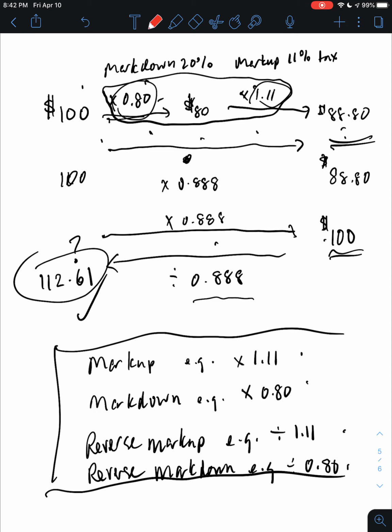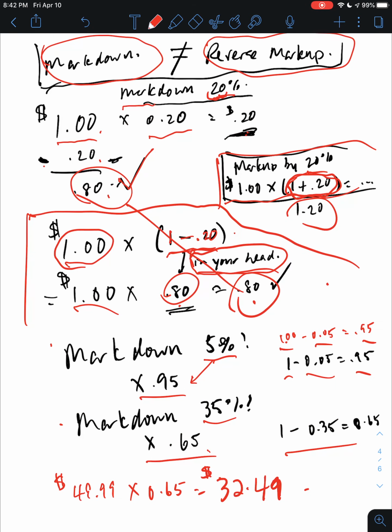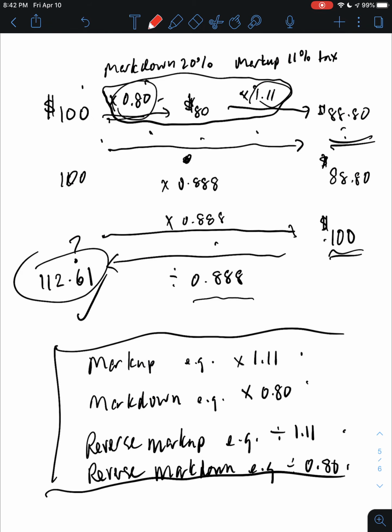And that's important to know because you may have to do a reverse markdown, just like we did a reverse markup. There is that possibility of reverse markdown. There's also another application of this one-step calculation for markups and markdowns, and that's we can chain them together. So let's take a look at this example.